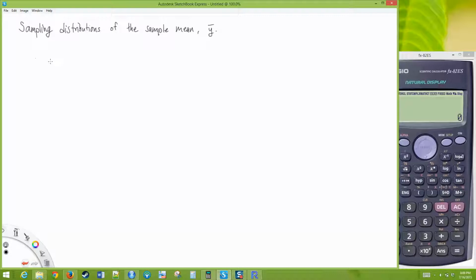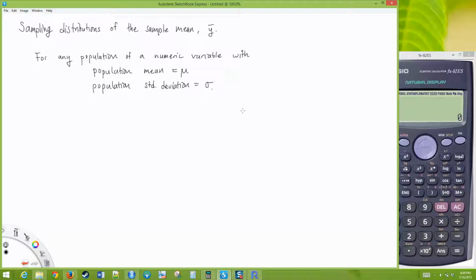Okay. So for any population of a numeric variable, with population mean mu and population standard deviation equal to sigma, we can have a sampling distribution for Y bar for samples of size n.